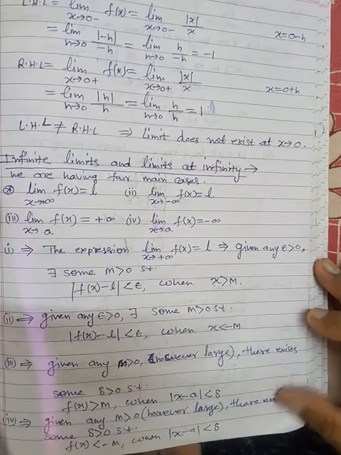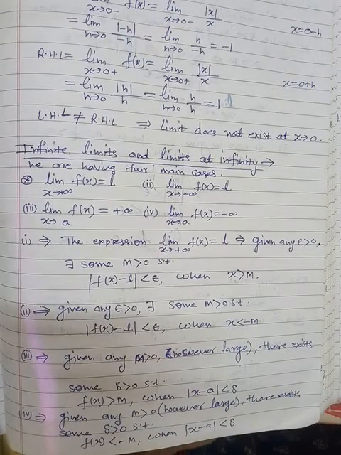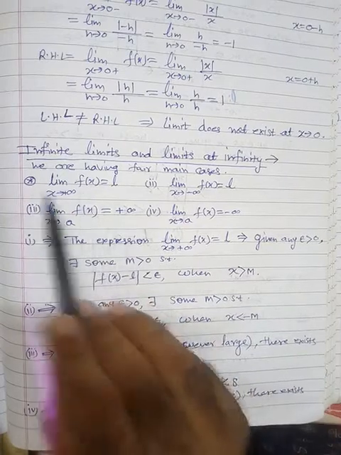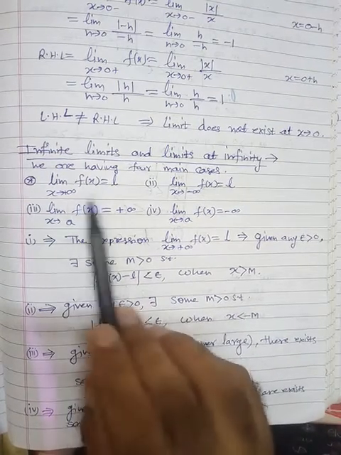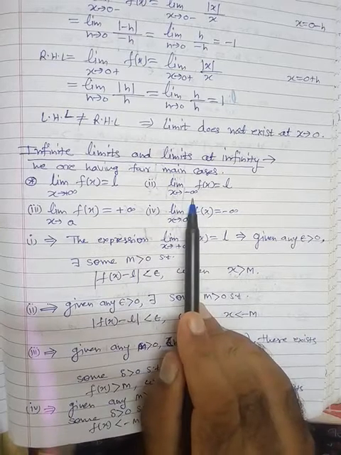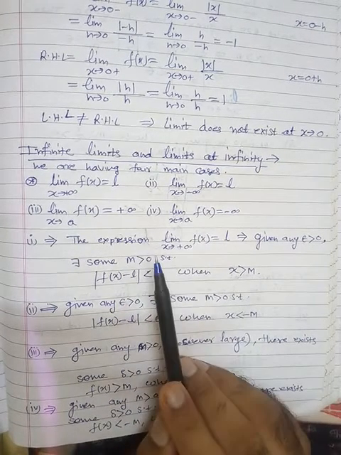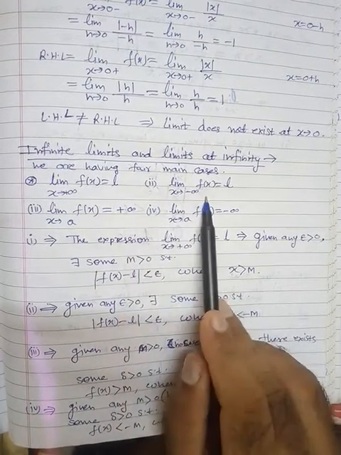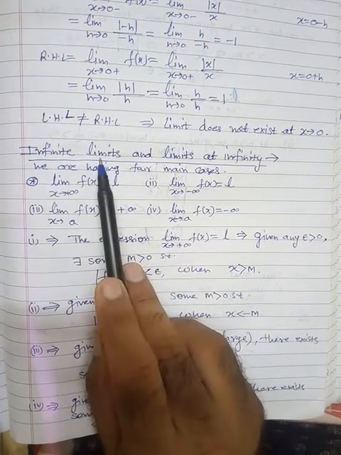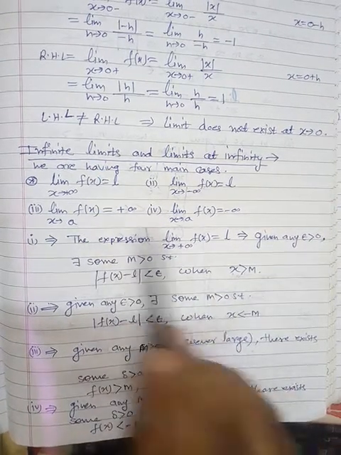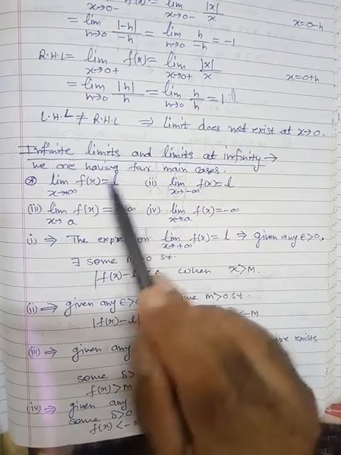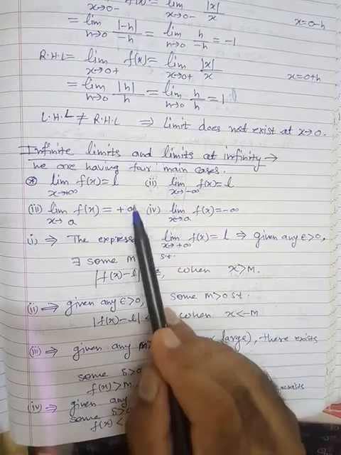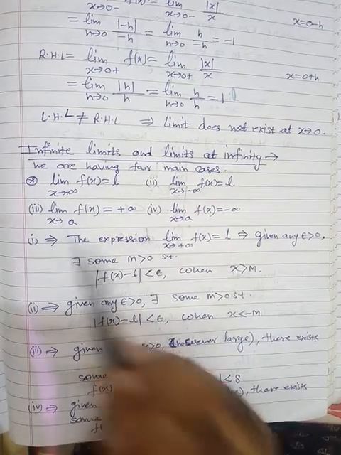Now we are having the definition of infinite limits and limit at infinity. So here we are having 4 cases. The first 2 cases, first and second, are devoted to limit at infinity. So infinity may be positive infinity or minus infinity, that's why 2 cases are there. Second is infinite limits. In the first, values are finite but the points are infinite. In the second part, the values are infinite but the points are finite.